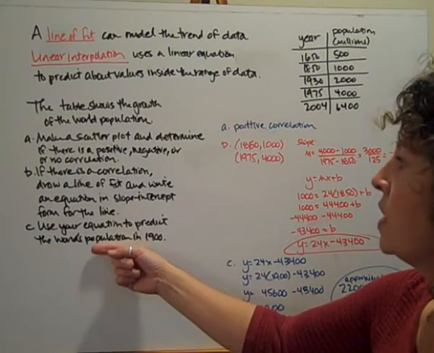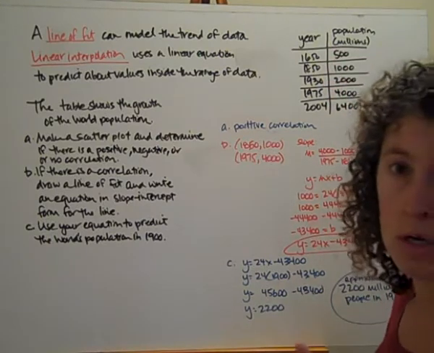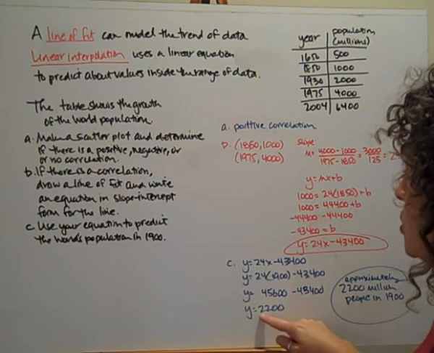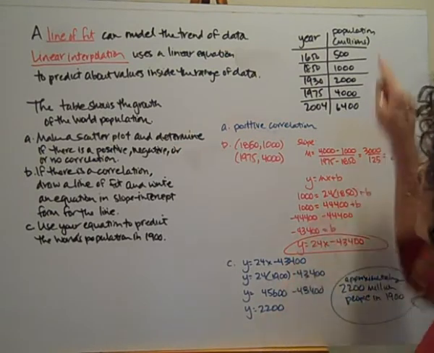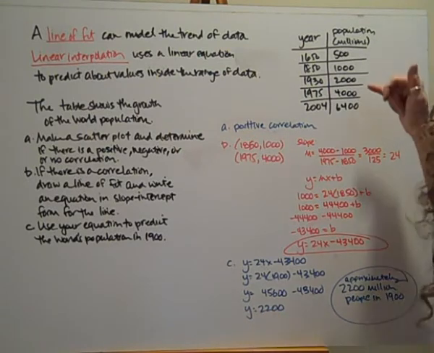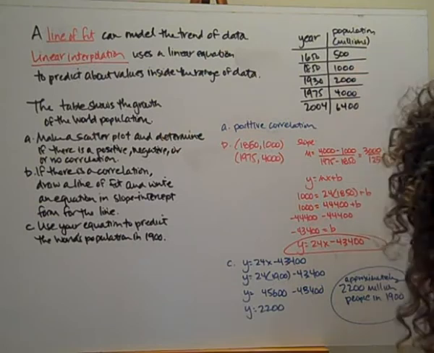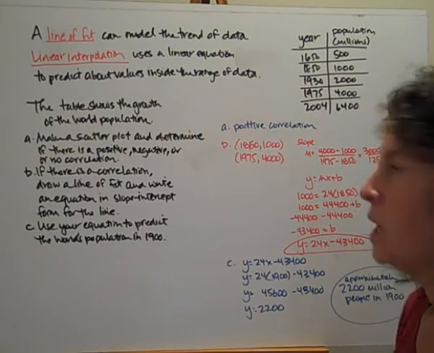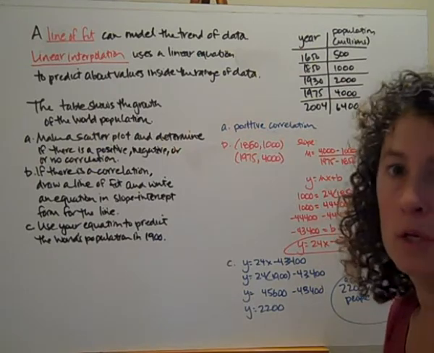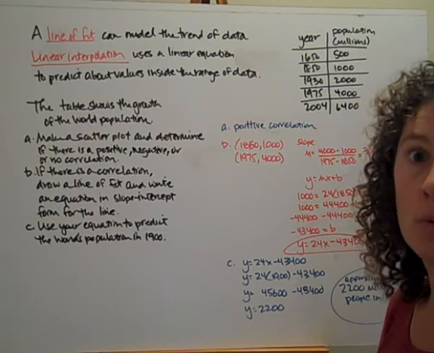And last they wanted us to predict the world's population in 1900, which is in the middle of here, which is our interpolation. So I plug in my 1900, and I come up with 2,200. Again, remember that this is in millions. So 2,200 million people in 1900, which looks like it should be a little bit more than that, but it's in that range there. It's in that range of our data. So 2,200 million people is our estimate from the line that we drew.